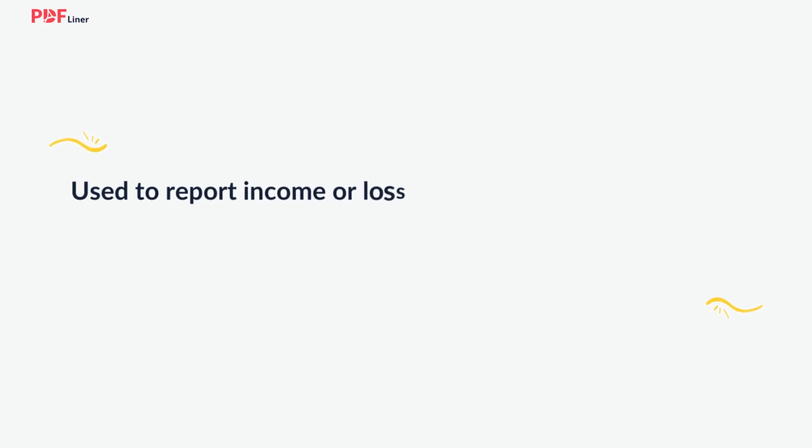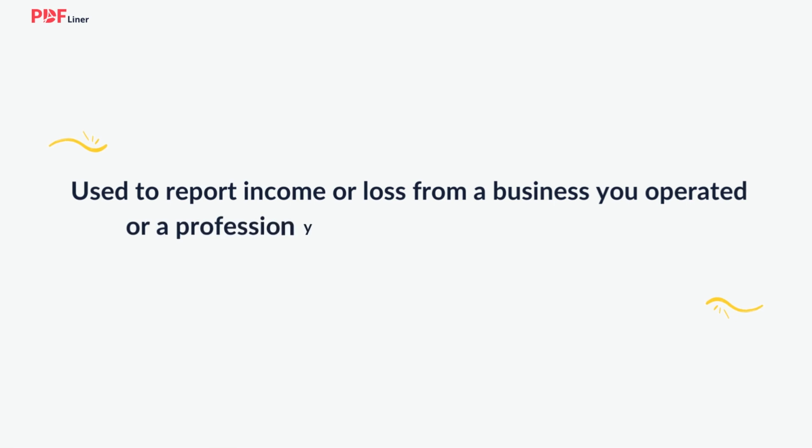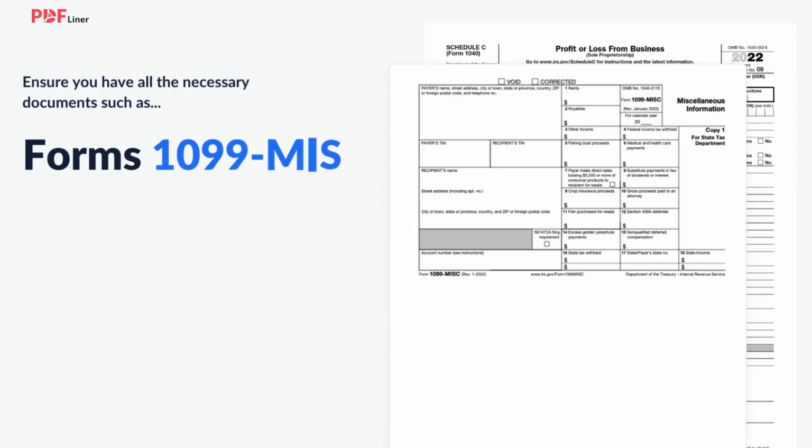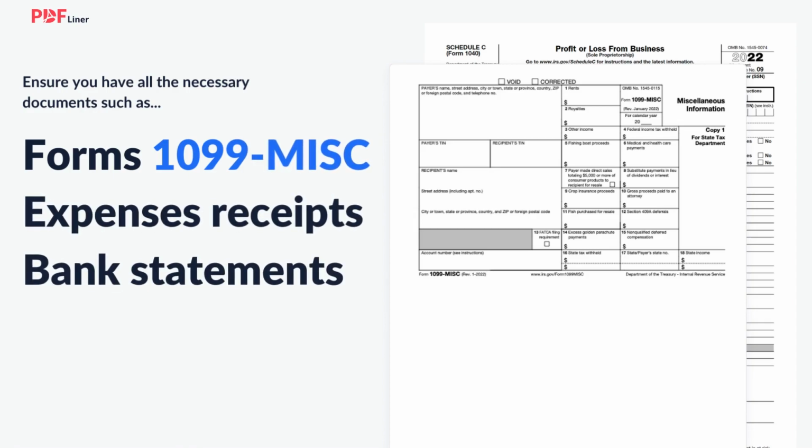Use this form to report income or loss from a business you operated or a profession you practice as a sole proprietor. First of all, ensure you have all the necessary documents to fill out this form, such as 1099 MISC forms, your business expenses receipts, and business bank statements.